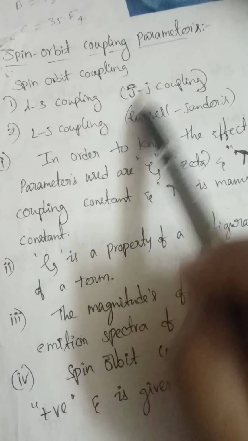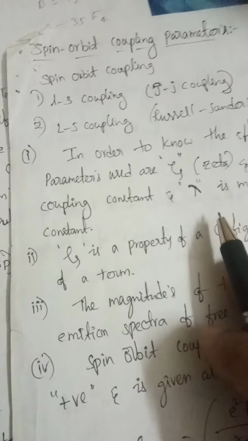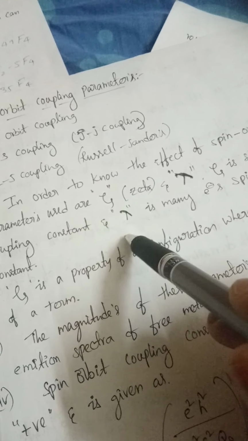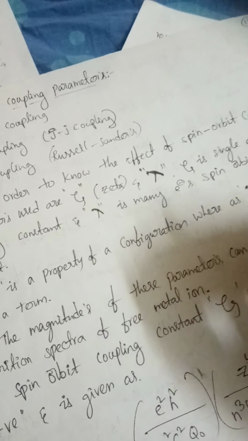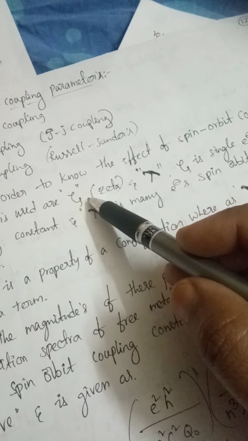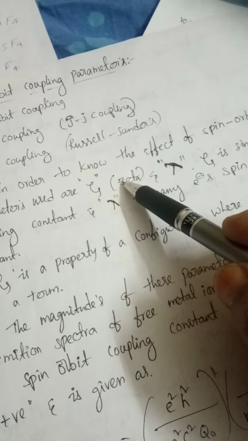So these two spin orbital couplings take place with particular parameters, and we get those spin orbital coupling parameters. In order to know the effect of spin orbital coupling, the parameter used is zeta. In this topic we have different letters and symbols, so we give the particular value a name: this one is zeta. So we can easily remember zeta and lambda.